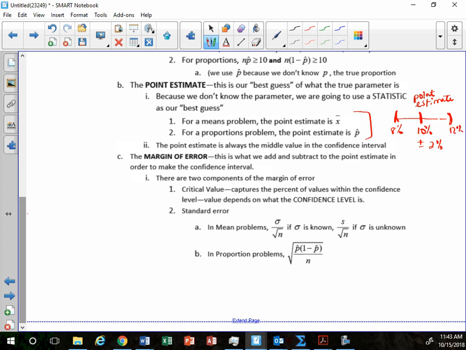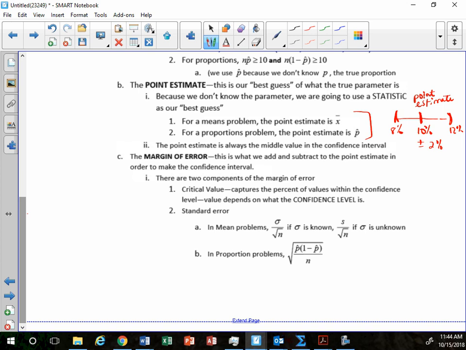So that whole range, the 8 to 12, is the confidence interval. The point estimate is just that value right in the middle. Does that make sense? And when we do some of these, you're going to be like, all right, but it's always in the middle.